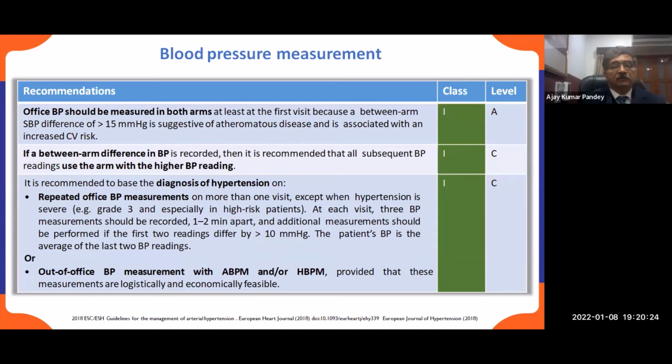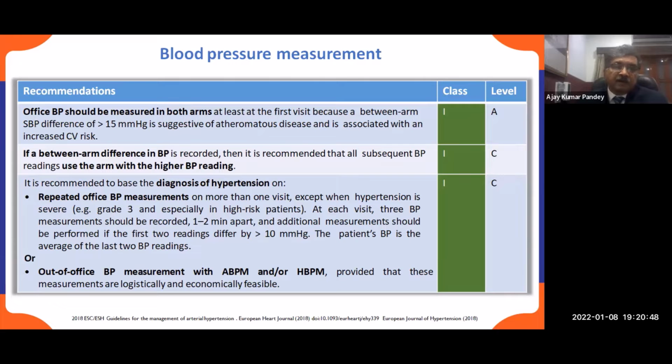The recommendation for office blood pressure is that it should be measured in both arms, at least at the first visit, because a between-arm systolic blood pressure difference of 10 to 15 millimeters is suggestive of atheromatous disease. A difference of more than 15 millimeters is suggestive of atheromatous disease and associated with increased cardiovascular risk. So if you are measuring for the first time, for any patient, please measure in both arms.